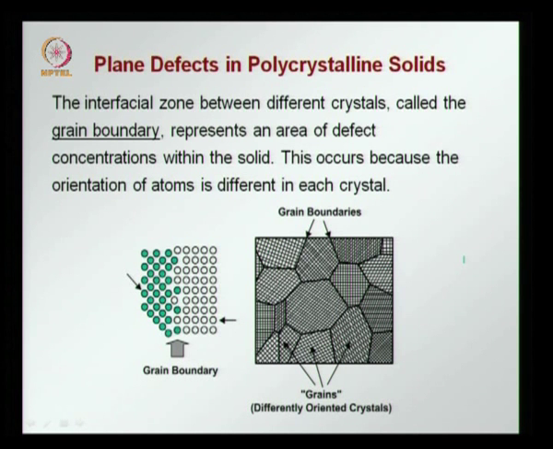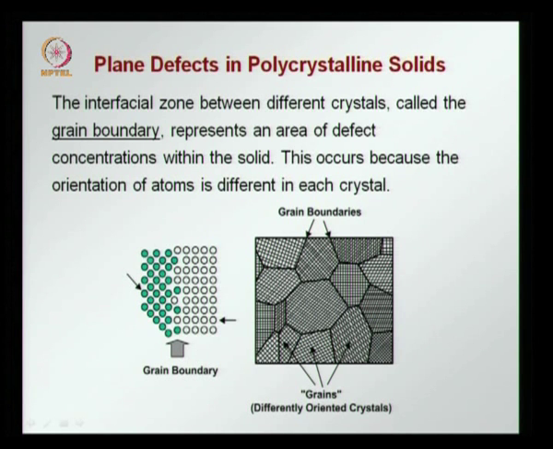A third type of defect is a plane defect. Until now we looked at what happens in a point defect and in a line defect. Now you have a surface which is acting as a defect. This occurs mainly in polycrystalline solids, where you have several grains or crystals forming the solid together. The interface between the grains, or between the different crystals, which is called the grain boundary, represents an area of defect concentration, where there are a lot of defects occurring.